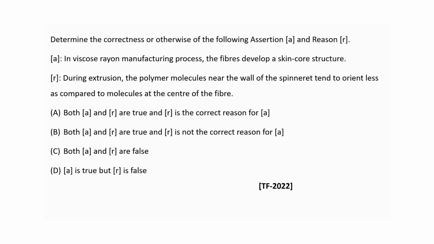So coming to the question, the assertion is given as: in the viscose rayon manufacturing process, the fibers develop a skin-core structure. And the second one, the reason, is: during extrusion, the polymer molecules near the wall of the spinneret tend to orient less as compared to the molecules at the center of the fiber. So for this you need to know what the reason is and what the assertion is. You need a basic understanding of the viscose manufacturing process. What is viscose basically? It is a regenerated cellulose.